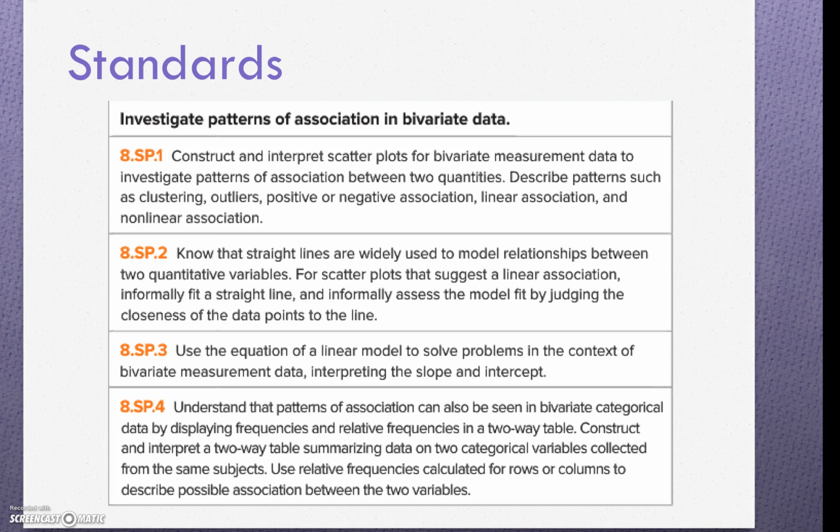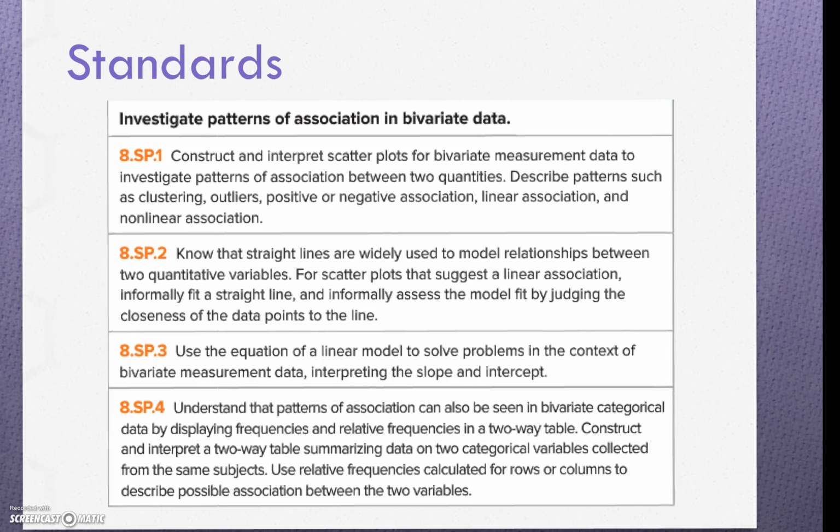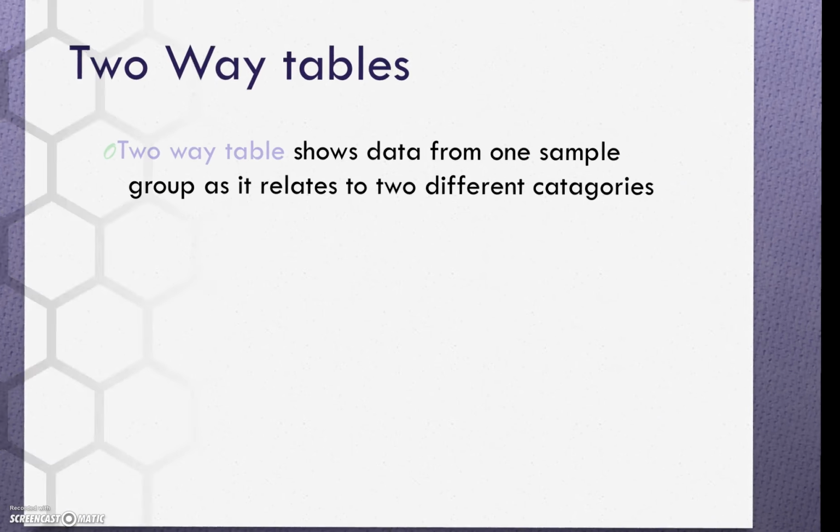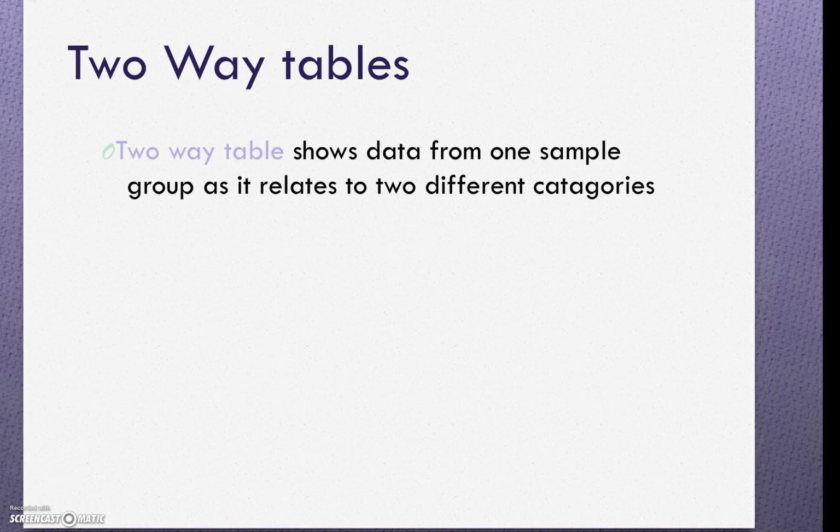Understand that patterns of association can also be seen in bivariate categorical data by displaying frequencies and relative frequencies in a two-way table. Construct and interpret a two-way table summarizing data on two categorical variables collected from the same subjects. Use relative frequencies calculated for rows or columns to describe possible associations between the two variables. So let's start with two-way tables, because those are what I feel are the easiest.